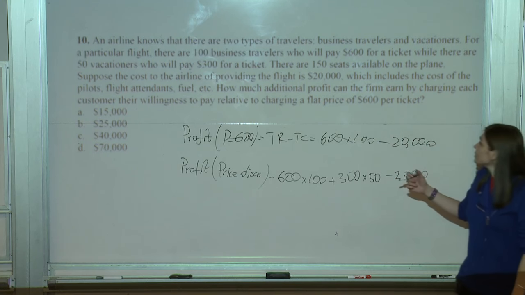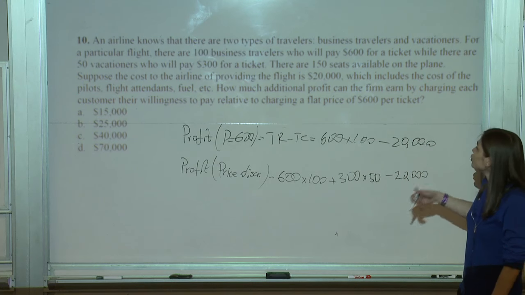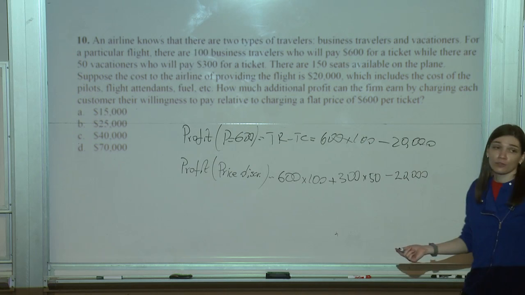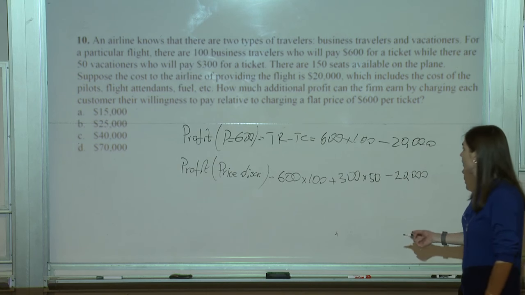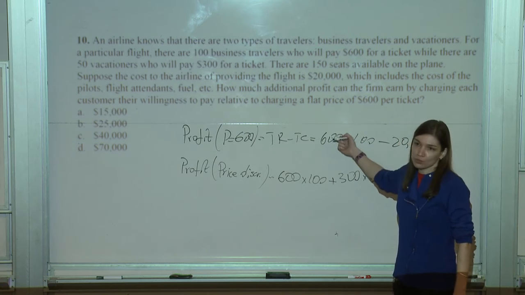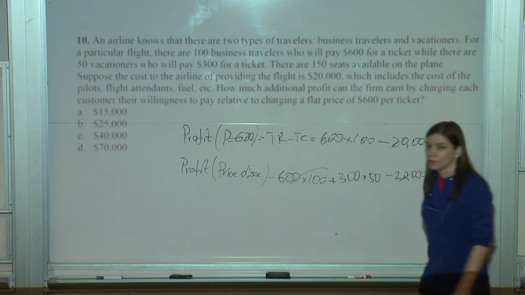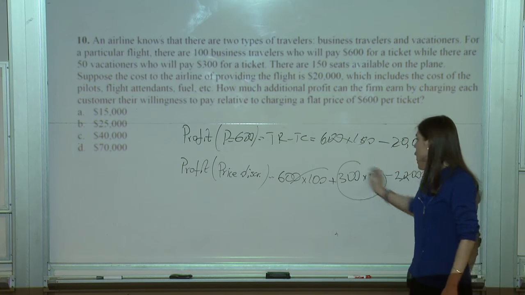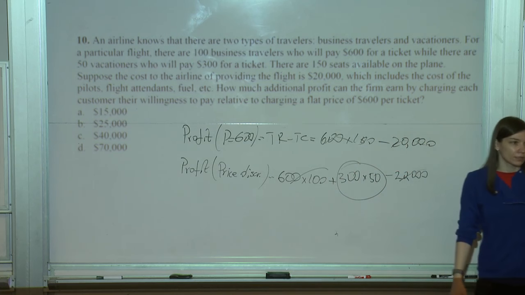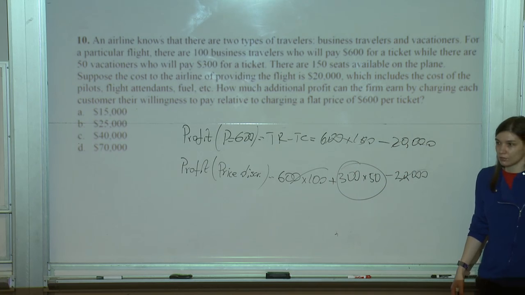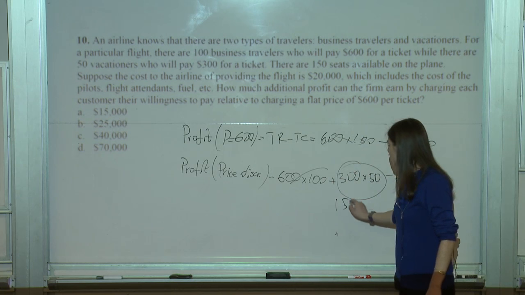The question is, how much additional profit can the firm earn? Additional meaning what's the difference between the two? Well, the cost is the same. This part is the same. So the only difference is the additional revenue that they get from the vacationers. All right, and that's 15,000.